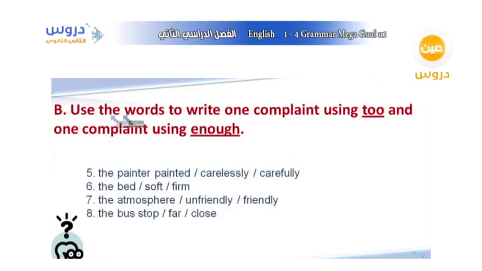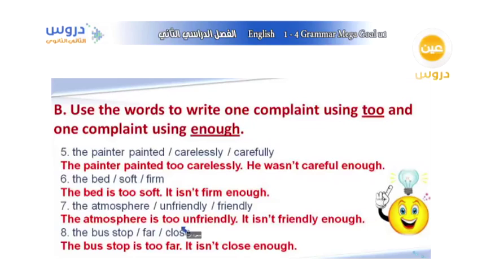Now, use the words to write one complaint using too and one complaint using enough. Here are the rest of the sentences. Number five, the painter painted carelessly, carefully. Number six, the bed soft, firm. Number seven, the atmosphere unfriendly, friendly. Number eight, the bus stop far, close. He wants you to answer these sentences like the previous sentences that we have done. Okay, the answers: the painter painted too carelessly. He wasn't careful enough. As you see here, enough at the end, and too before adverbs.